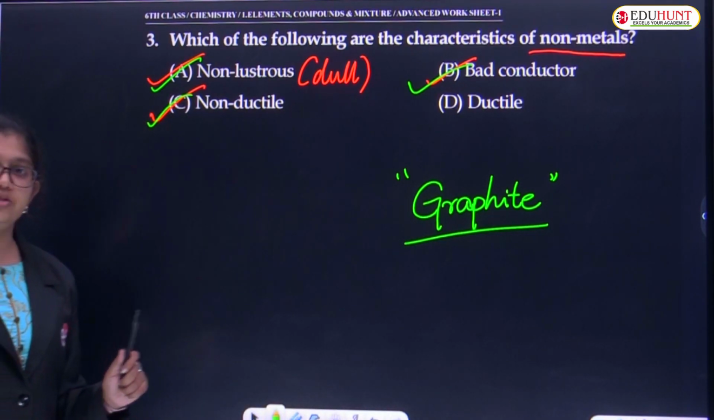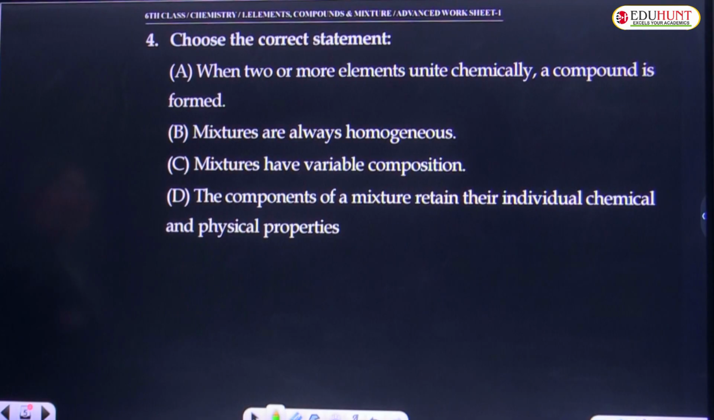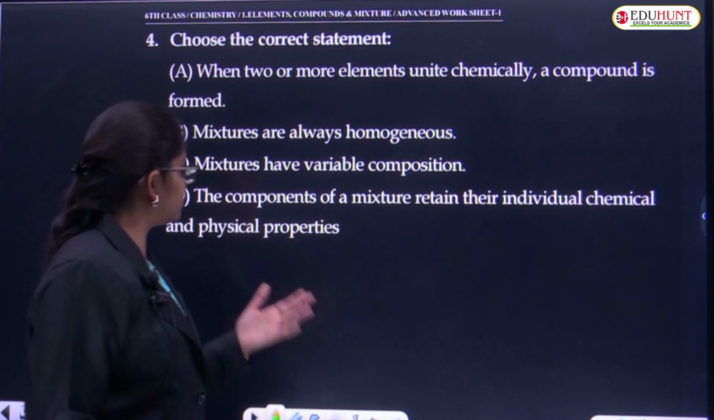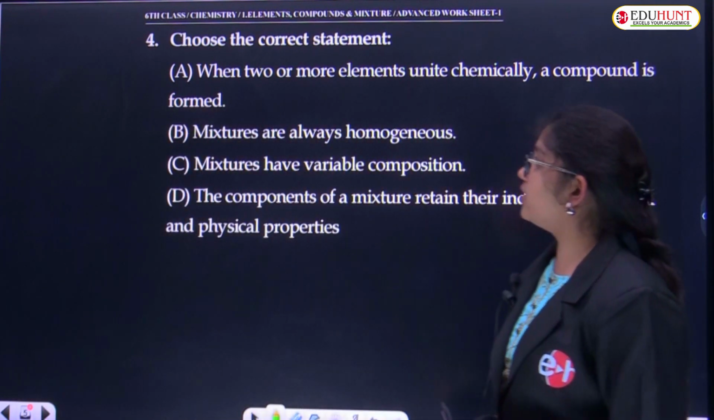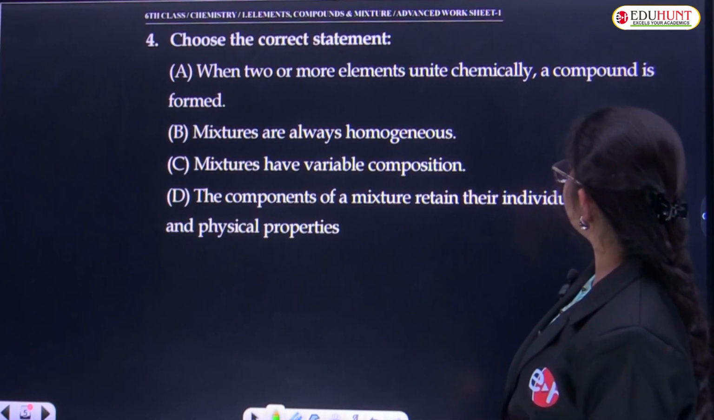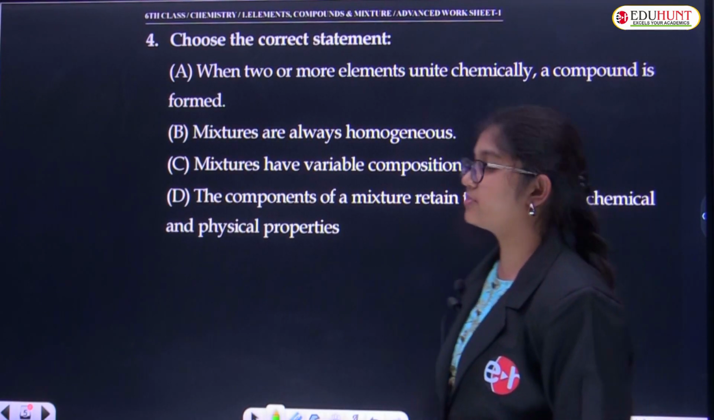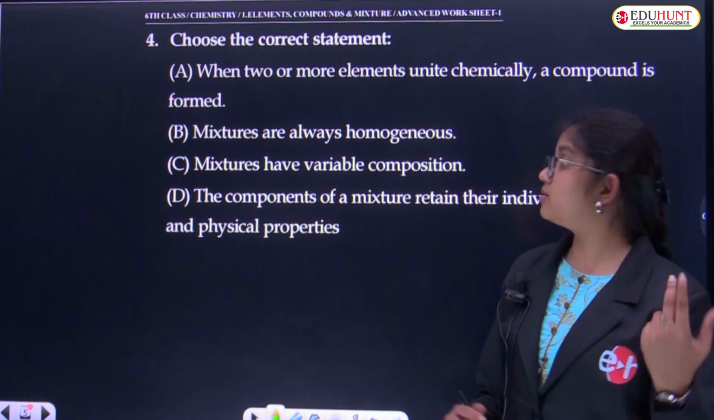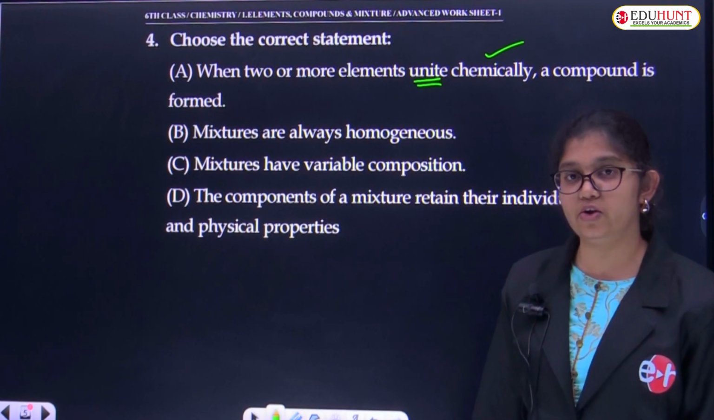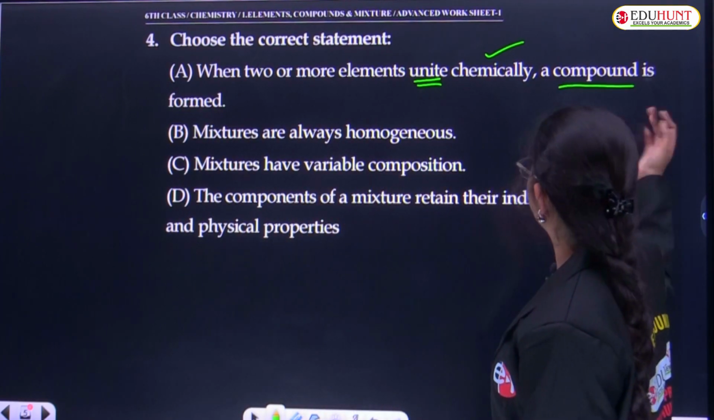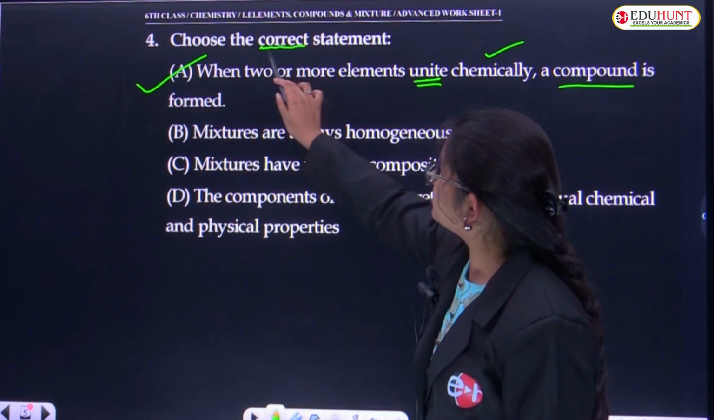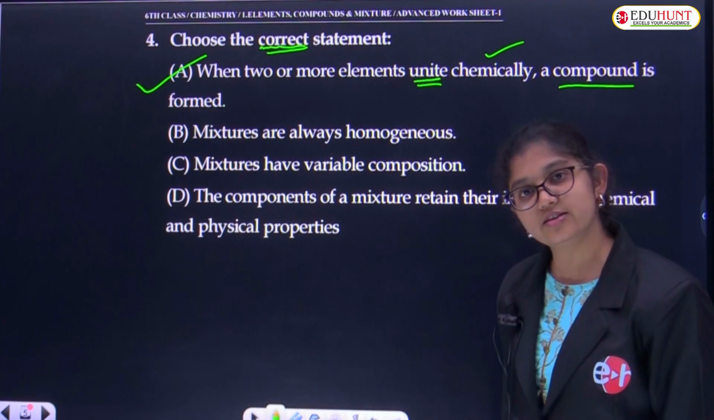And moving on to the next question. Very good. Question number 4. Choose the correct statement. They have given some statements. You have to choose the correct one. First one, option A. When two or more elements unite chemically, a compound is formed. When two or more elements unite by chemical means, definitely it is a compound, right? So they have given the compound definition straightforwardly. So option A is correct. They're asking us for a correct statement. Did you agree? Okay.